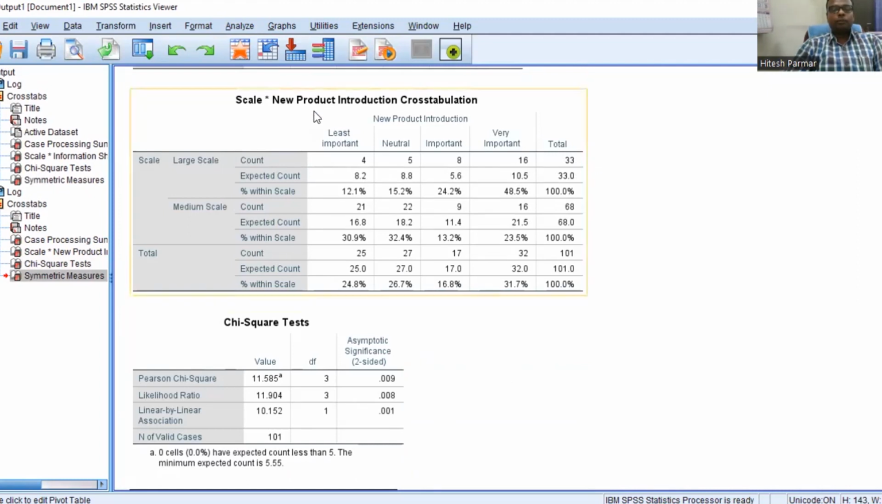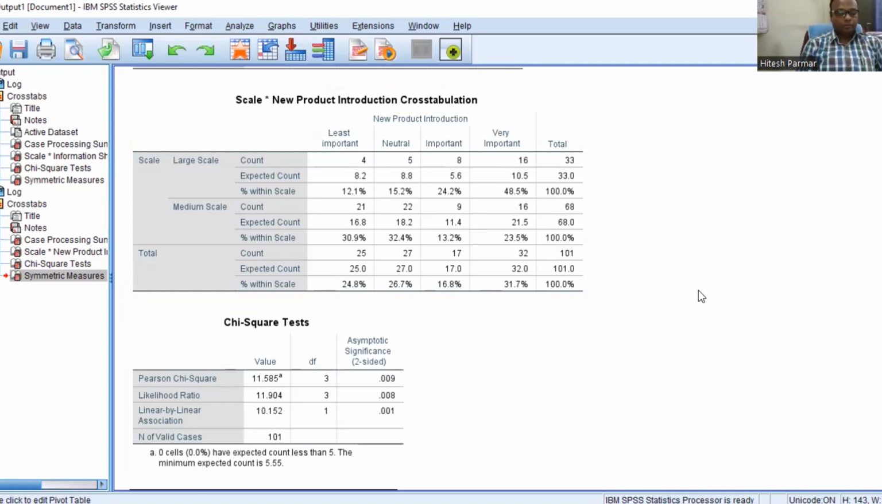And who gives more importance to new product introduction? So we have 48.5 plus 24.2, so we have 72.7% that is being given importance, either important or very important.